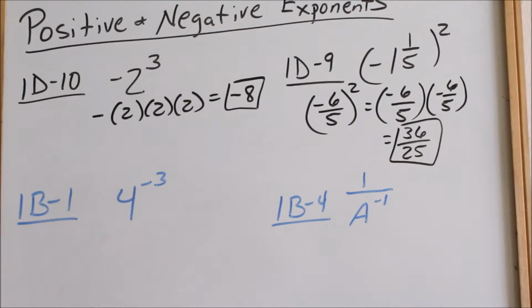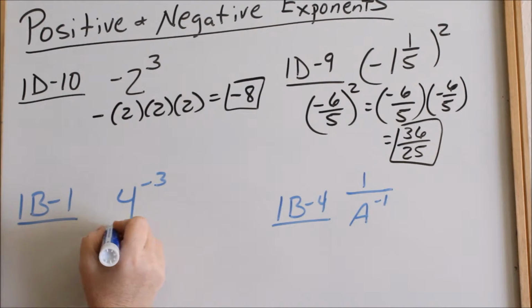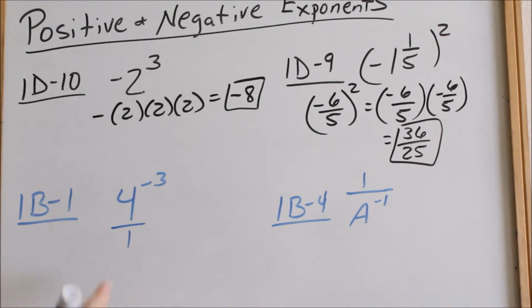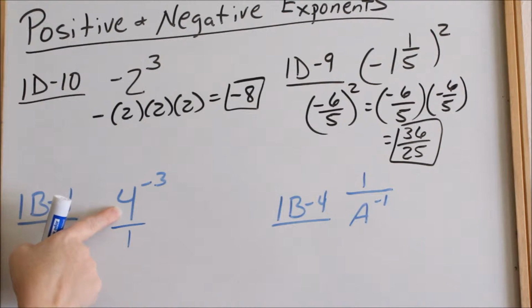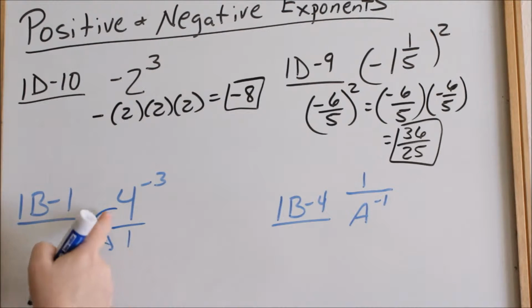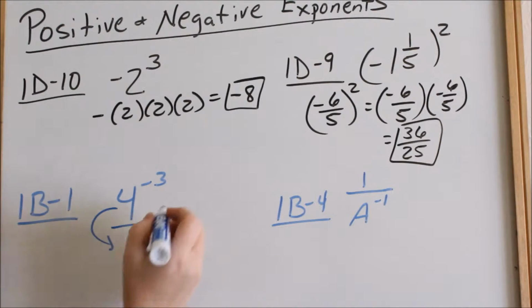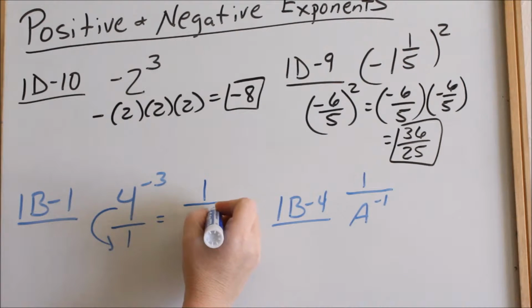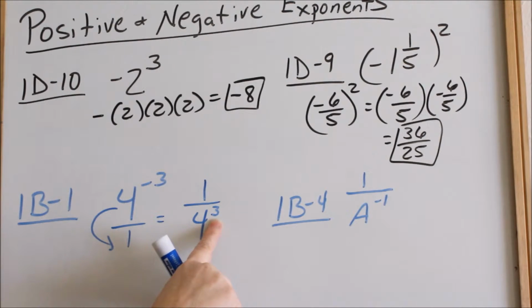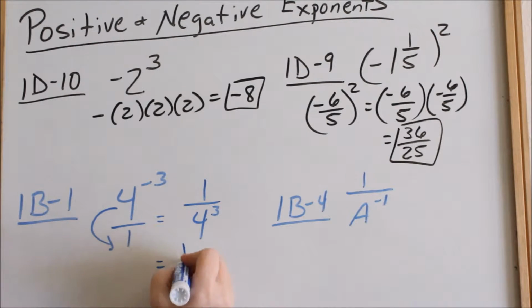The 4 is the base. So if we want to make that 3 a positive 3, then we have to change the place of the base. You can make any number a fraction by putting it over 1. You change the place of the 4. It was in the numerator, it now needs to go to the denominator. So this is now a 1 up here, we've moved the 4 to the denominator, and our exponent is now positive. So 1 over 4 cubed. 4 times 4 times 4 is 64. So 1 over 4 cubed is the same as 1 over 64.